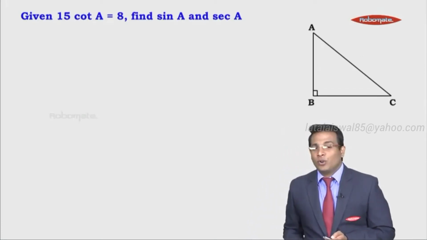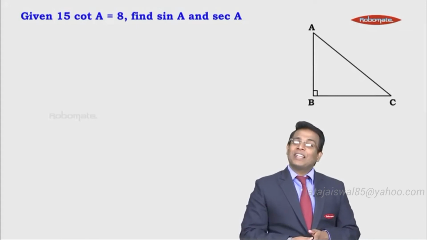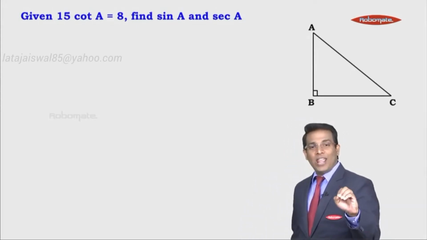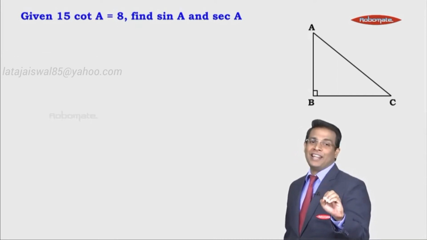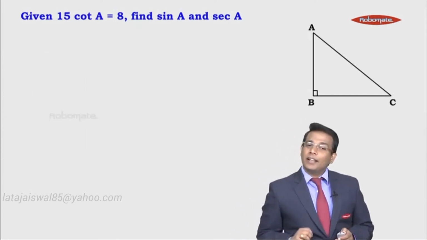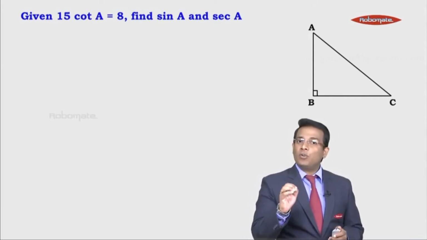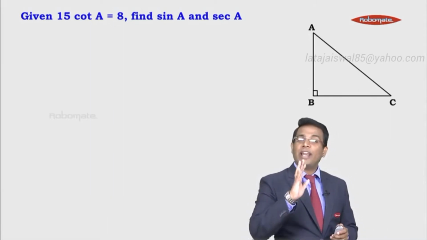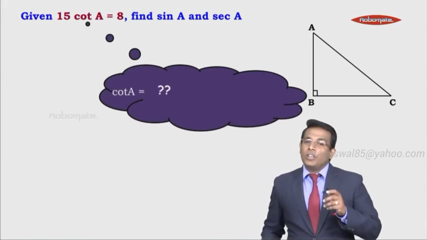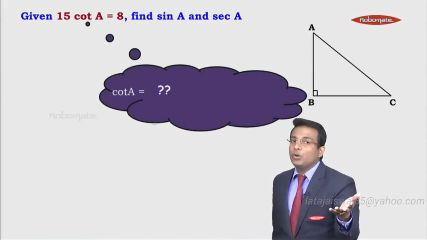Let's do another sum, and a very simple one based on trigonometric ratio. The sum says, given 15 cot A is equal to 8, find the value of sin A and sec A, right? So we have a right angle triangle here, that is triangle ABC. 15 cot of A is equal to 8, and we need to get the value of sin A and the value of sec A.